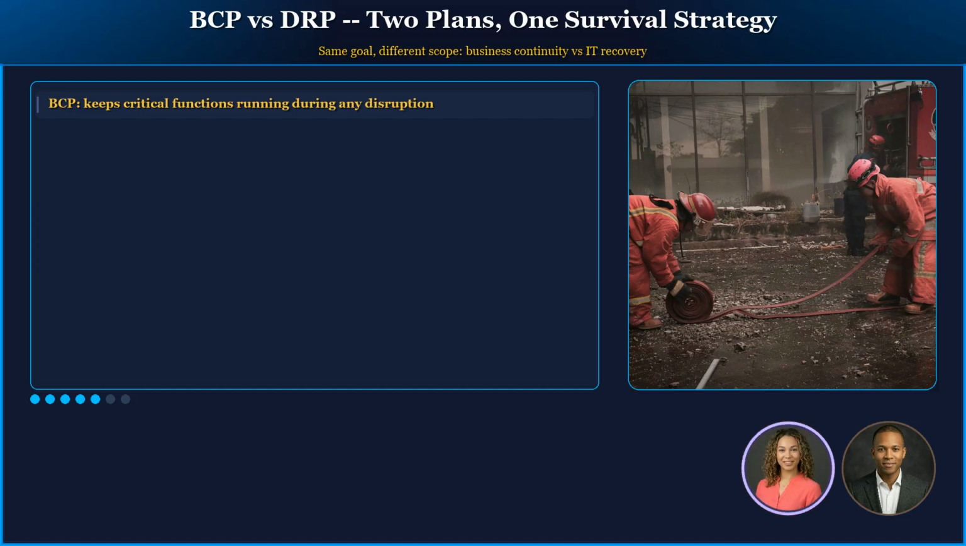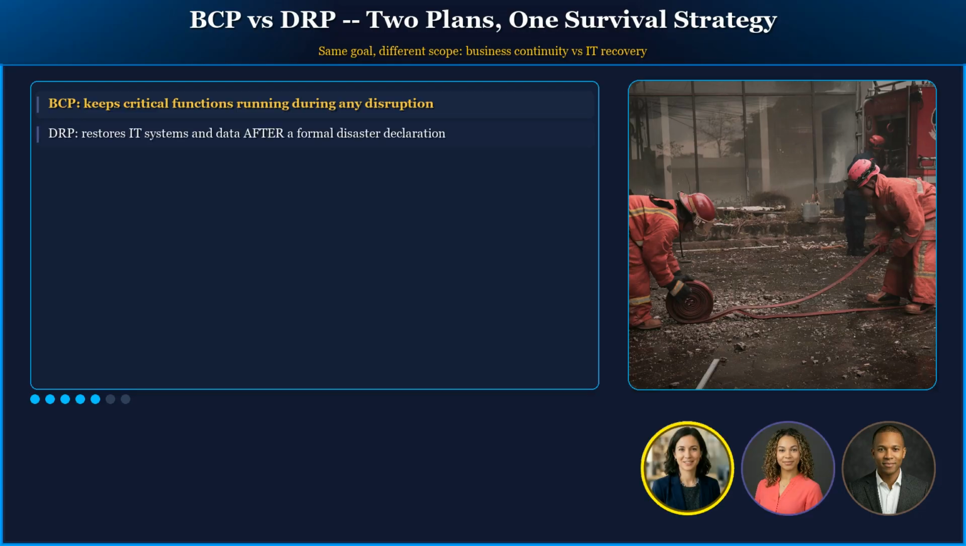Business continuity plan and disaster recovery plan are the two terms that get swapped most often on the exam and in real organizations. You see this confusion all the time. They are related, but they are not the same plan, and the distinction is foundational.